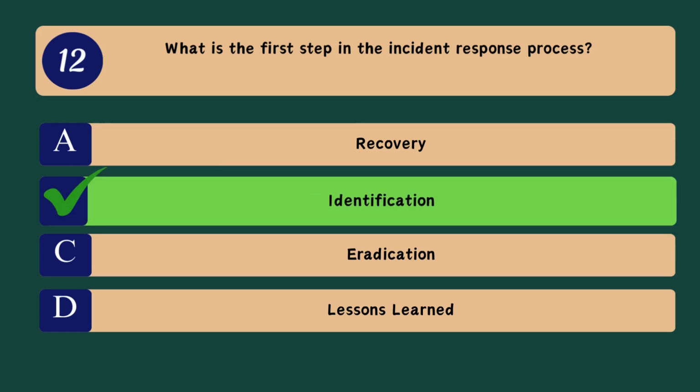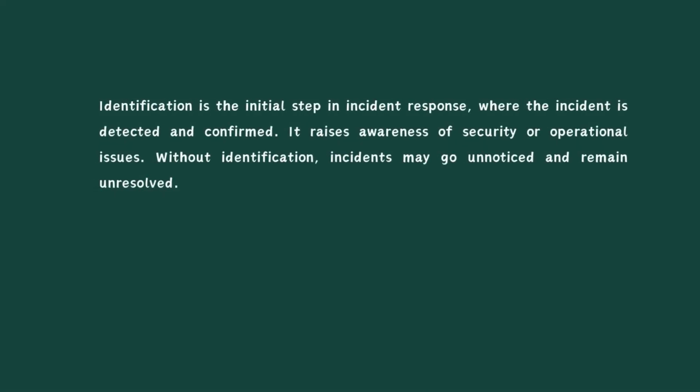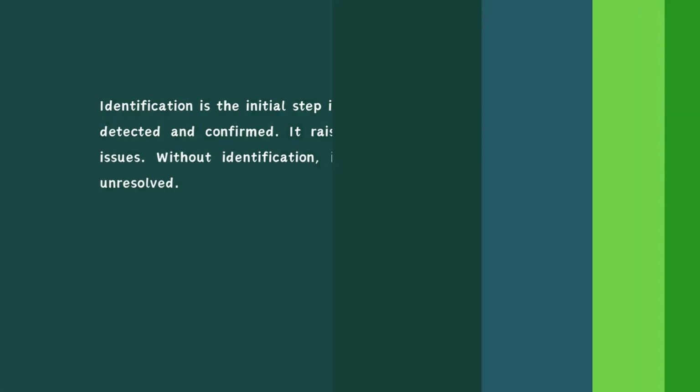Correct answer. B. Identification. Identification is the initial step in incident response, where the incident is detected and confirmed. It raises awareness of security or operational issues. Without identification, incidents may go unnoticed and remain unresolved.